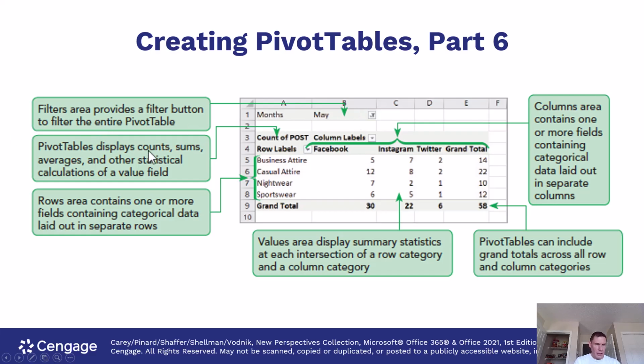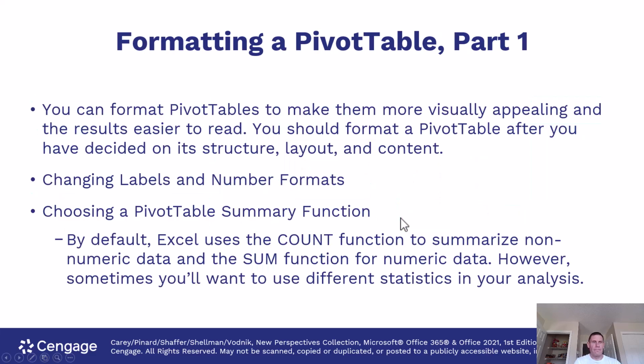The pivot table displays counts, sums, averages, and other statistical calculations of a value field. That's what you see in here. The rows area contains one or more fields containing categorical data, think of different categories, laid out in separate rows. The values area displays summary statistics at each intersection of a row category and a column category. Pivot tables can include grand totals across all row and column categories. And then the columns area contains one or more fields containing categorical data laid out in separate columns.